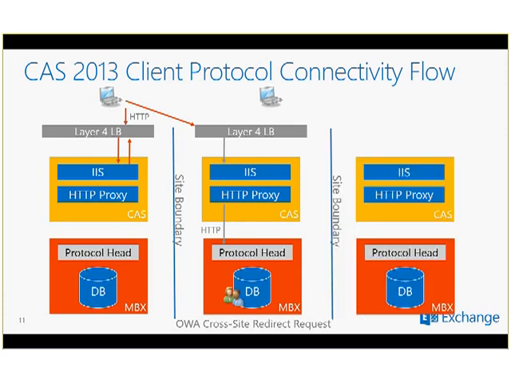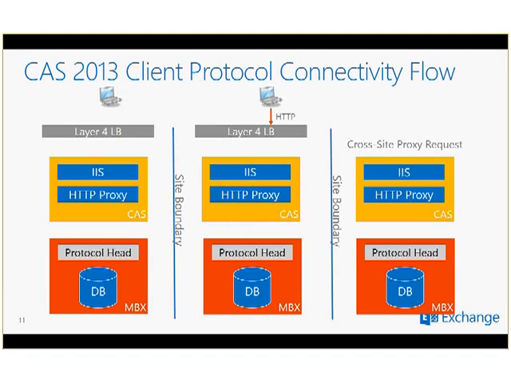I believe we have that coming up right now. So we have an HTTP connection come in. Let's say it's OA. We look to see, okay, was there an external URL for OA in the Active Directory site that the mailbox is currently mounted in?